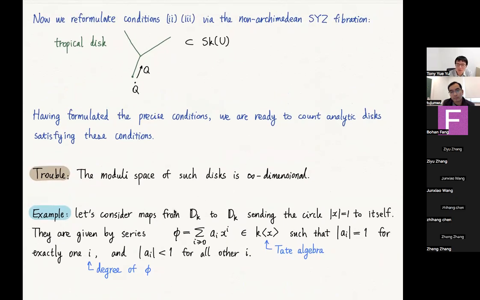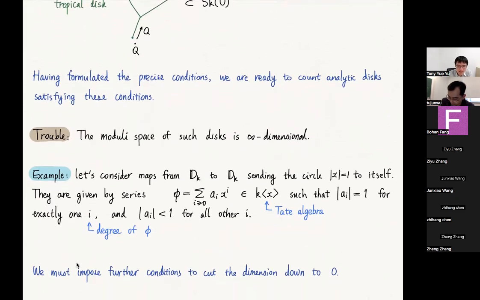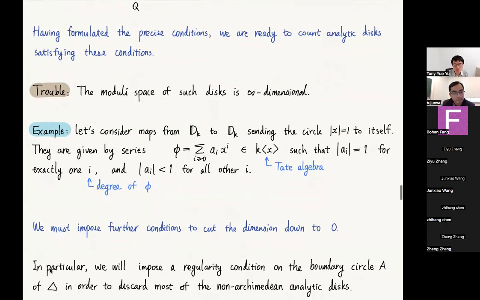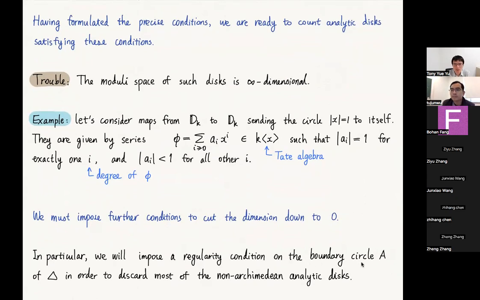So now the strategy is: how can we get some finite number from this infinite dimensional space? We must impose further conditions to cut the dimension down to zero. In particular, we will impose a regularity condition on the boundary circle, which I denote by A, of this disk delta, in order to discard most of the non-Archimedean analytic disks. I just have too many of them. I want to throw away most of them and get only a finite number. So I want to impose some regularity condition, and in some sense, I only want to consider disks whose boundary behavior is nice.